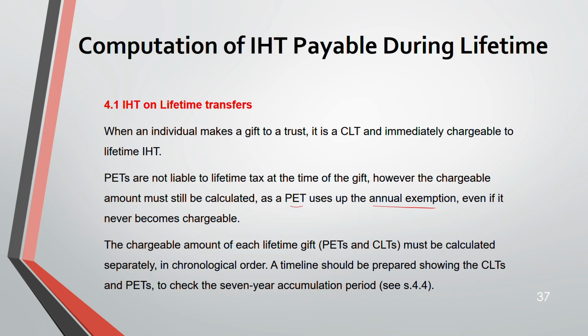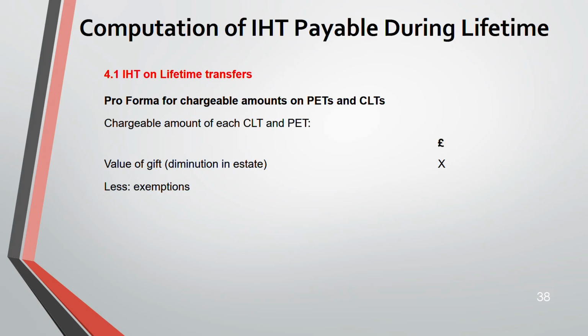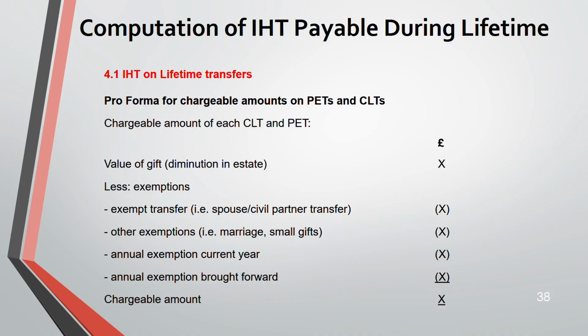And you have to prepare a timeline so that you can use it to check the 7-year accumulation period. This will be covered in section 4.4. When we are taking the 7-year accumulation period, you have to take both your CLTs and PETs. Now this is the pro forma. First, value of gift less exemptions, any exempt transfer like spouse, any other exemptions like marriage or small gift, and annual exemption current year and annual exemption brought forward. So this is the pro forma, and you need to calculate the chargeable amount.